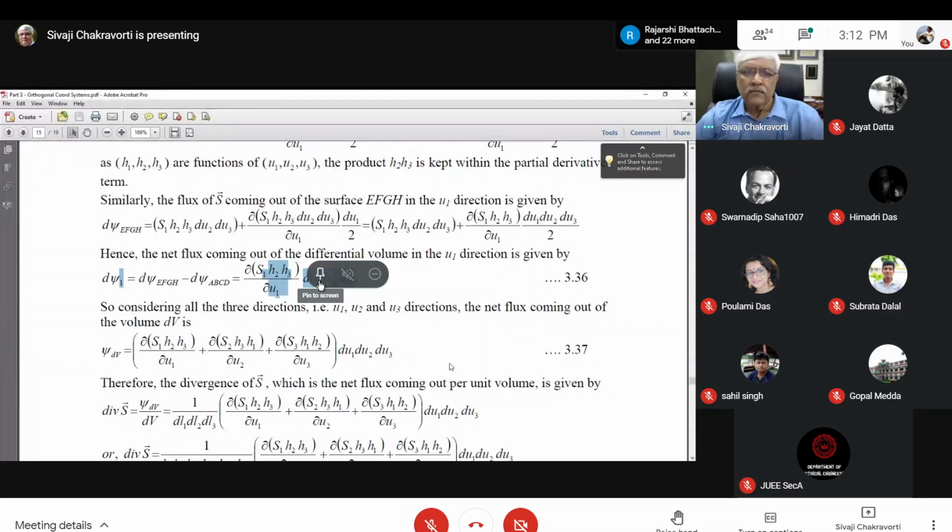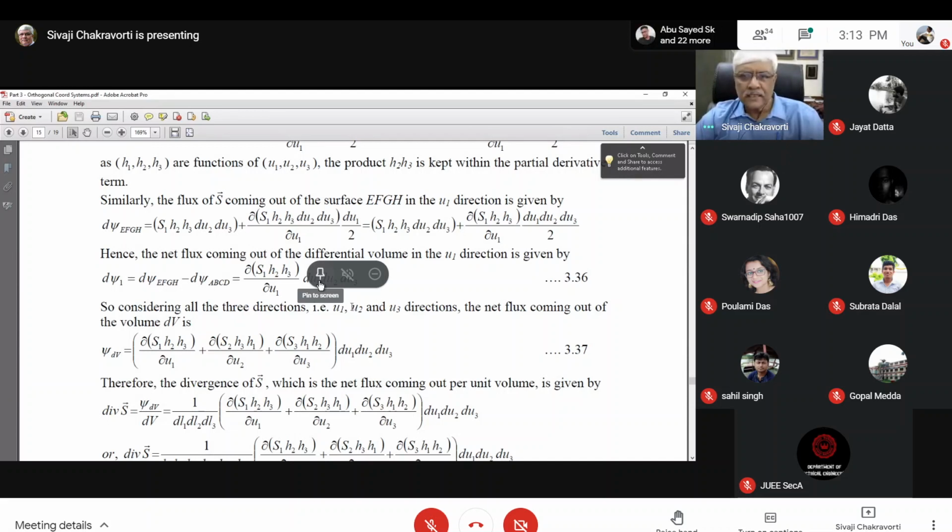This is for the U1 direction. What happens in the U2 direction? I can write it from here. It will become S2 into H3 into H1. Just apply the cyclic order. Then in the U3 direction, it will be S3 into H1 H2. So that's the net flux coming out of that curvilinear differential, very small parallelepiped.